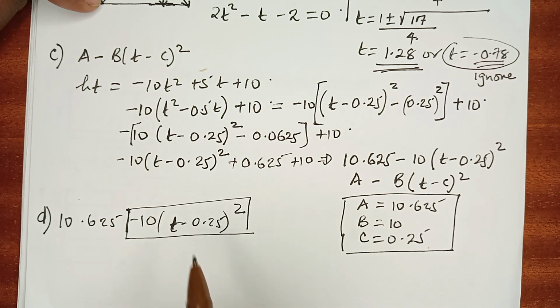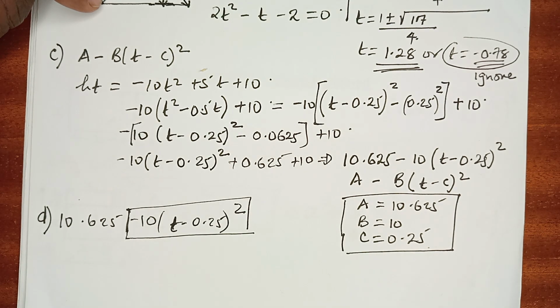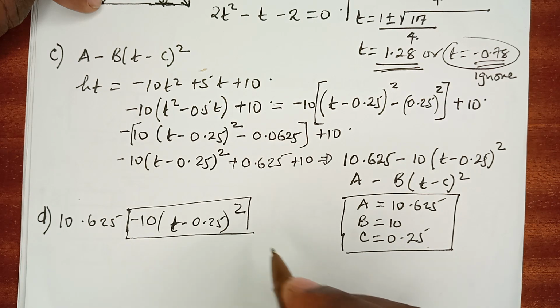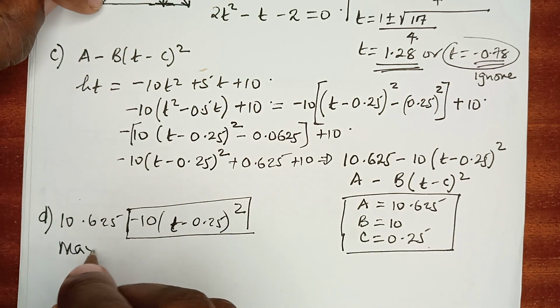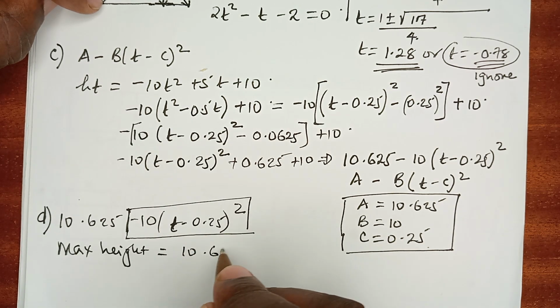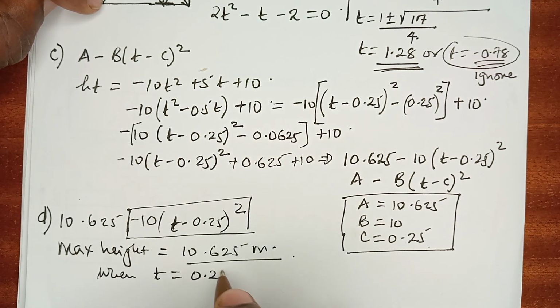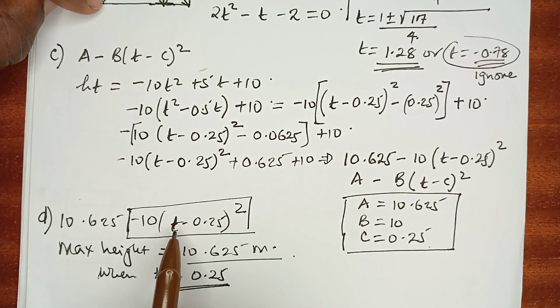Otherwise, if t is anything else, the bracket will always be positive, and positive times a negative number will be a negative number. So we will always have 10.625 minus something. So the maximum this part can be is 0. And therefore, the maximum height is 10.625 meters. And this will happen when t is equal to 0.25, because only then this bracket will be 0. 0 squared will be 0.